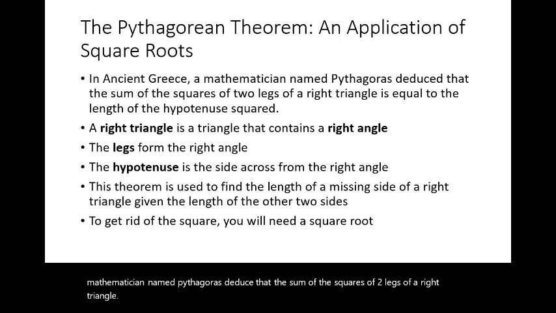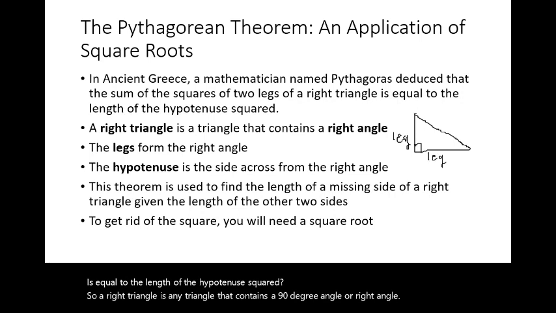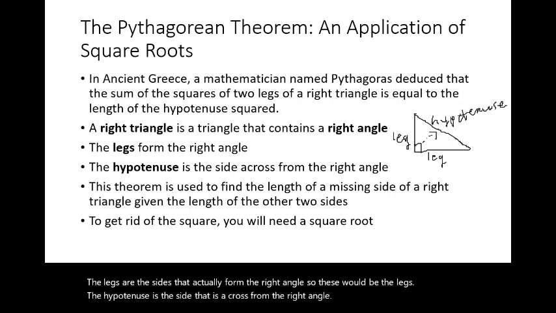So, a right triangle is any triangle that contains a 90-degree angle or right angle. The legs are the sides that actually form the right angle. So these would be the legs. The hypotenuse is the side that is across from the right angle. And so what this theorem is used for, it is used to find the length of a missing side of a right triangle if you were given the lengths of the other 2 sides.